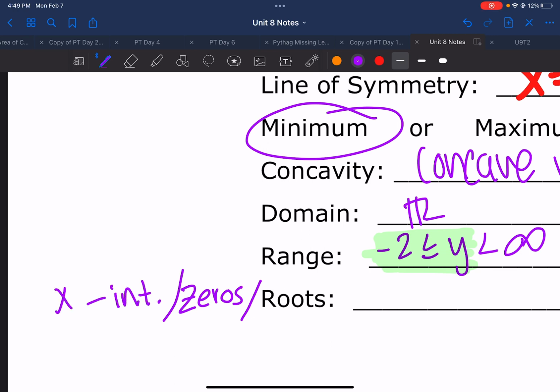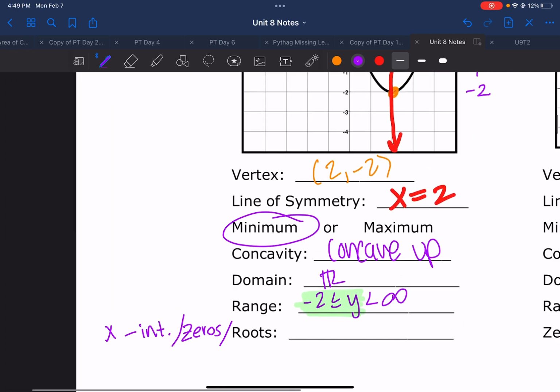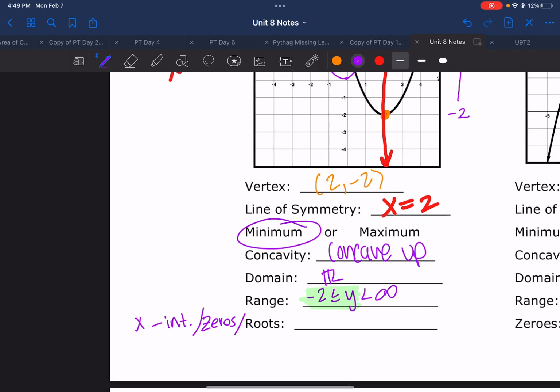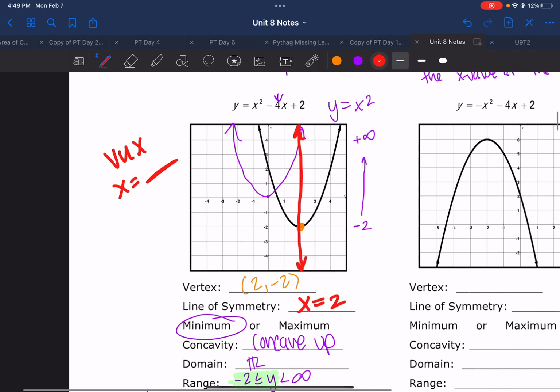So if I'm asking what are your roots, I'm asking what are your x-intercepts. I'm asking what are your zeros, I'm asking for your x-intercepts. Let's look here, and your x-intercepts are going to be points. So I'm following this graph to see how many times it crosses my x-axis. I'm going down here, bam, here's one x-intercept, and then I keep going, I go back up, and I cross it again. So I have two x-intercepts, or zeros.